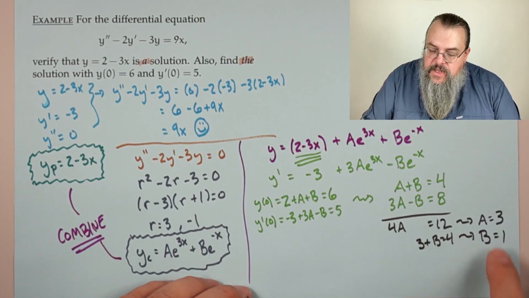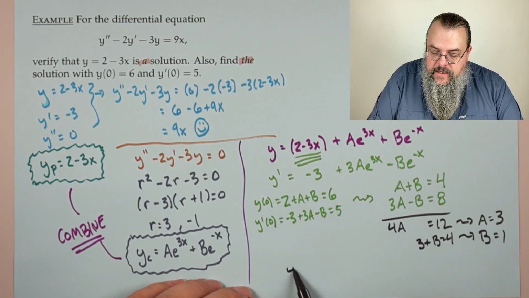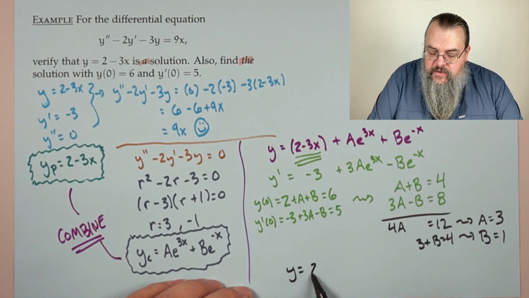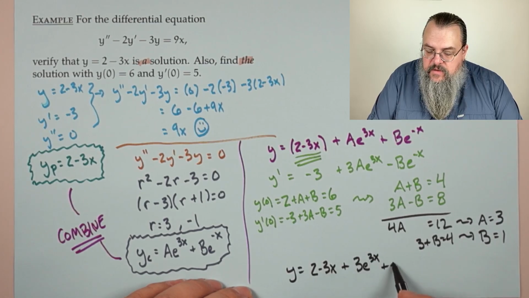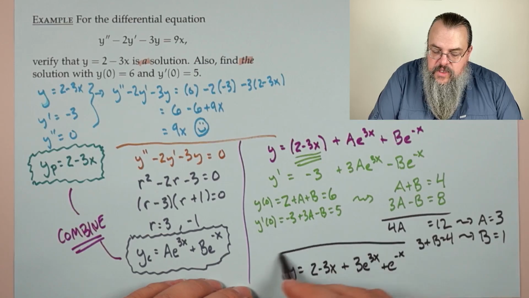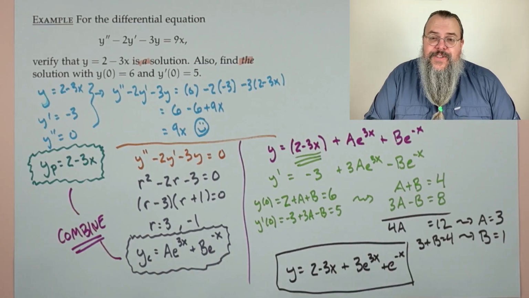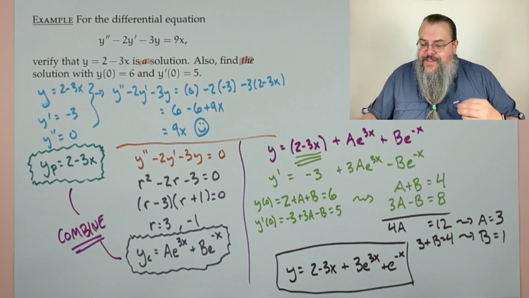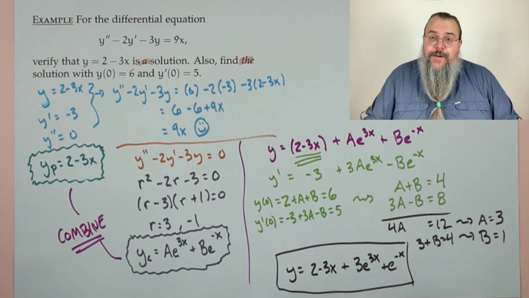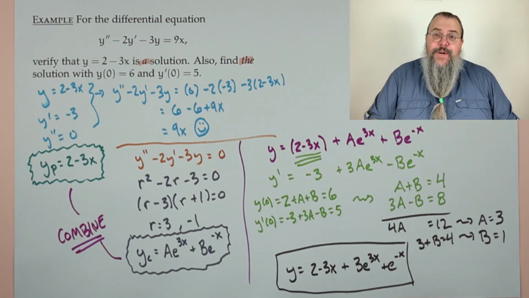And so now we can plug those numbers in and we get our final answer. The 2 minus 3x, our particular solution, plus 3e to the 3x plus e to the minus x, which is our complementary solution where we've worked out the right coefficients so that everything is just right. And there we go. Life is good. Life is wonderful. We've had some good practice.